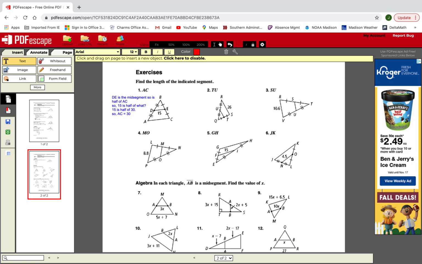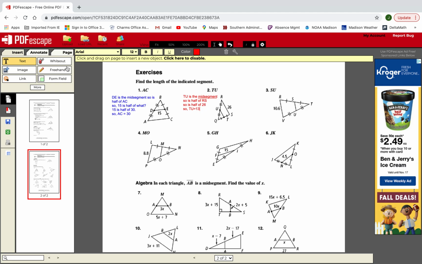Number 2 wants you to find the length of TU. Well, TU is the midsegment, so it is half of RS. So it is half of 26. So TU equals 13, since 13 is half of 26.